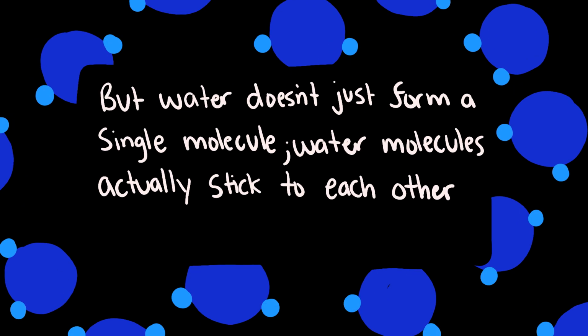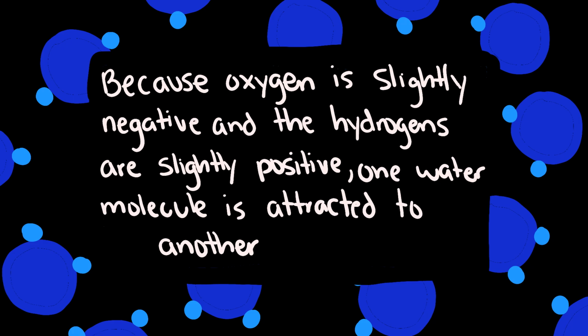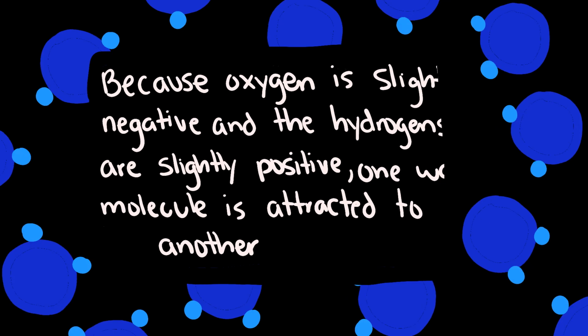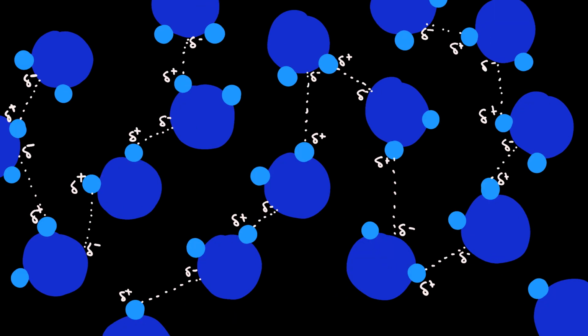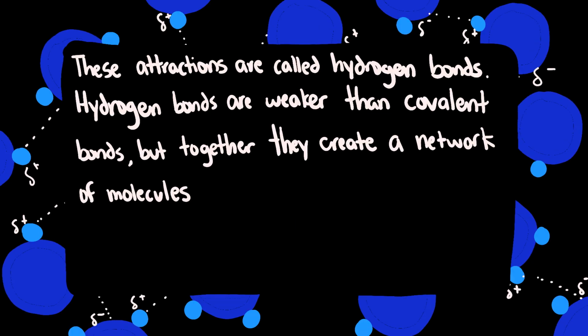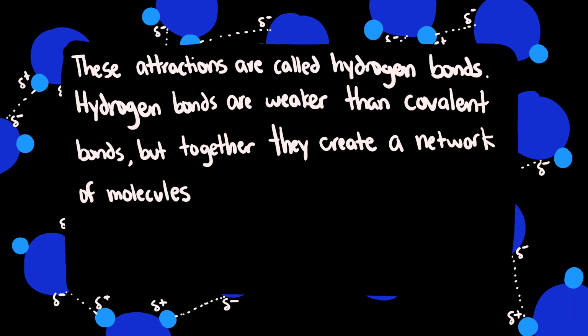But water doesn't just form a single molecule. Water molecules actually stick to each other. Because oxygen is slightly negative and hydrogens are slightly positive, one water molecule is attracted to another. These attractions are called hydrogen bonds. Hydrogen bonds are weaker than covalent bonds, but together they create a network of molecules.